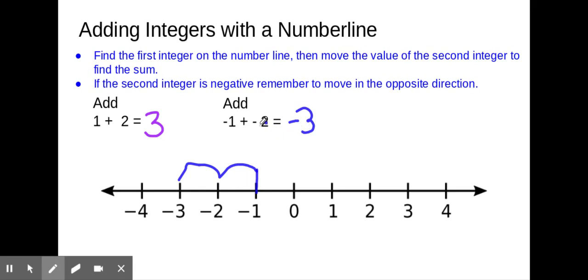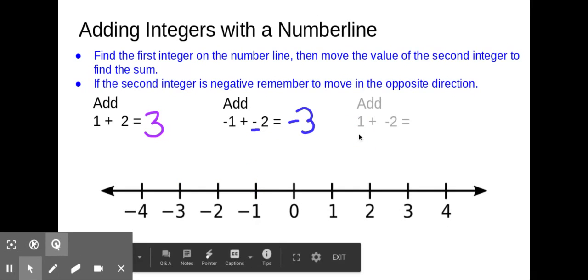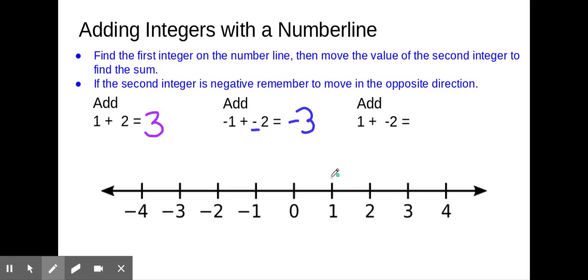Now remember, we moved to the left because of this negative sign right here that told us to do the opposite. All right, we're going to try one more. So our last one is asking us to add 1 plus negative 2. So let's go ahead. We're going to mark our first integer as a 1. So let's go ahead and mark 1 right here on my number line. And then it says plus negative 2. Now, once again, it has that negative. So it's telling me to do the opposite. So it's kind of like walking backwards. It wants me to walk backwards too. So 1, 2. So my answer is negative 1.